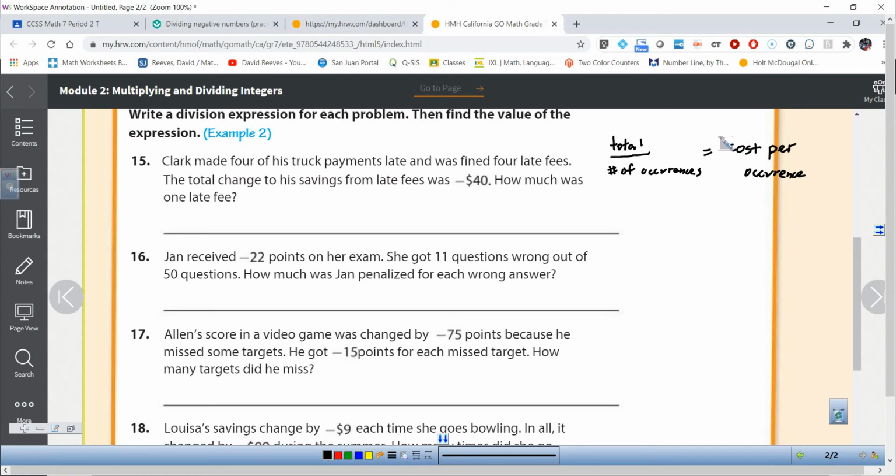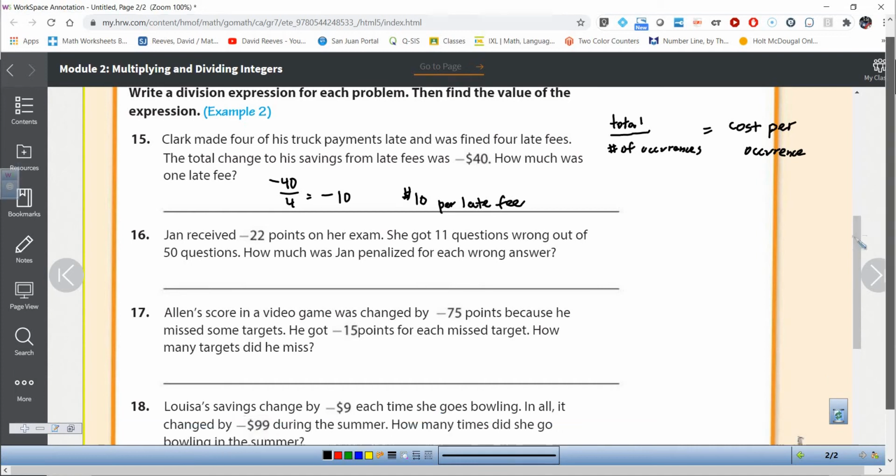And we're usually going to get a negative, because a negative divided by a positive is a negative. So the total deduction was a negative $40, deducted 4 times, divided by the number of occurrences, 4, and we get negative 10. So how much was one late fee? One late fee was $10. All right, so it's $10 per late fee.